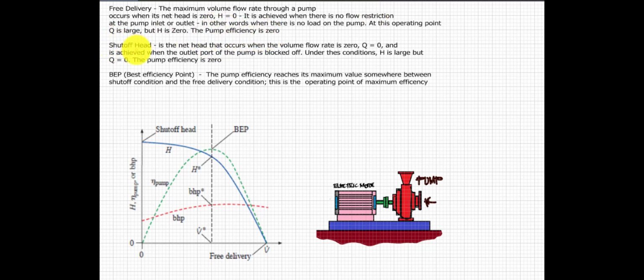Now, for shut-off head, you will notice here this is the shut-off head based on our pump characteristic curve. Shut-off head is defined as the net head that occurs when the volume flow rate is zero. You will notice here the specific head, and the corresponding volume flow rate is zero, starting here. It is achieved when the outlet port of the pump is blocked. When we say it is blocked, you will be providing a blind flange here to make sure it is blocked, or if the piping is closed.